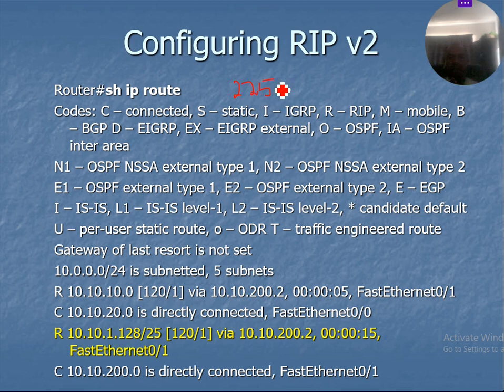Meaning it recognized the VLSM, 255.255.255.128. So because of this variable length subnet mask that we have entered, it is able to recognize it here, 128. So it means that this particular version 2 recognizes this LAN C route.